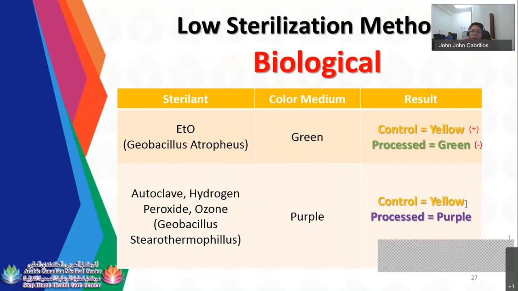So once the control, which means the Geobacillus stearothermophilus biological indicator is not processed, which means you did not put it in the autoclave machine, and it turns to yellow, it means positive. For process, you put it in the autoclave, you crush it and incubate it for 24 hours, and if it doesn't change color to yellow, it means it's negative. For the process, the expected color should be the same color medium. The expected color for control should be yellow.